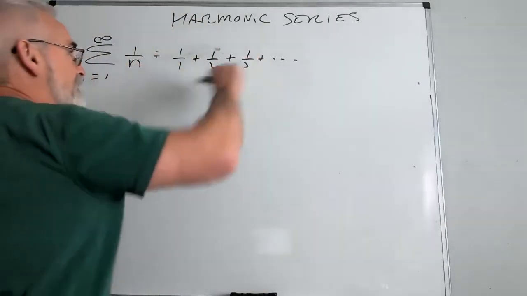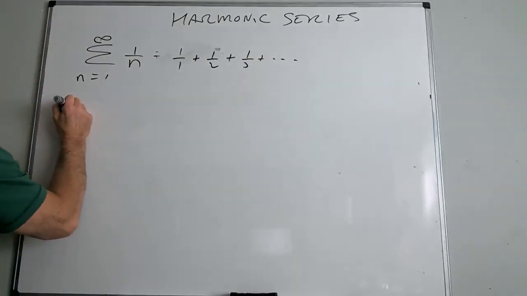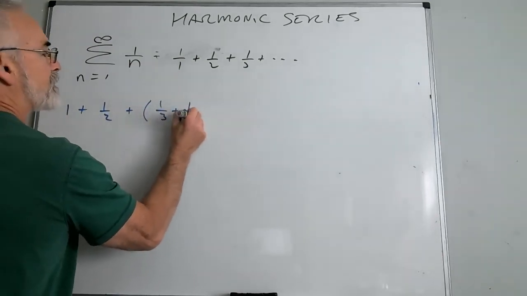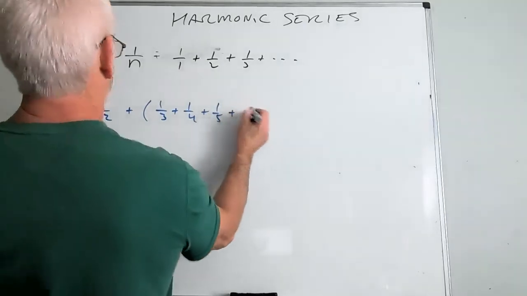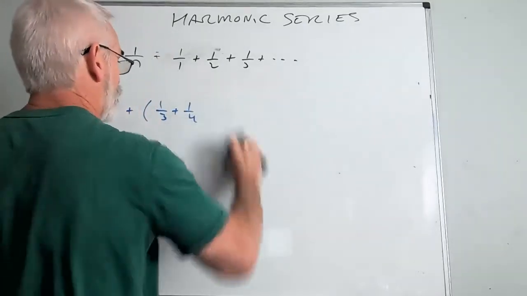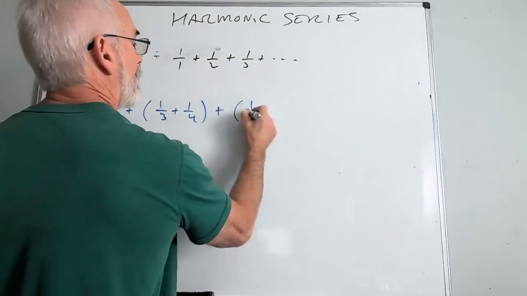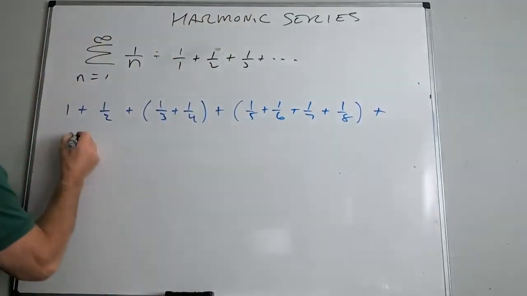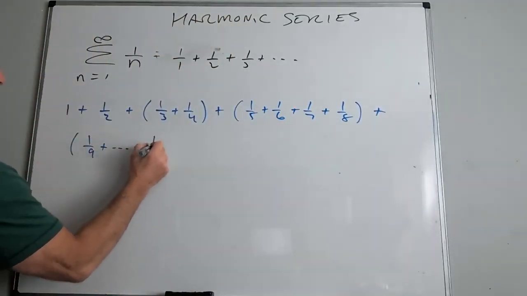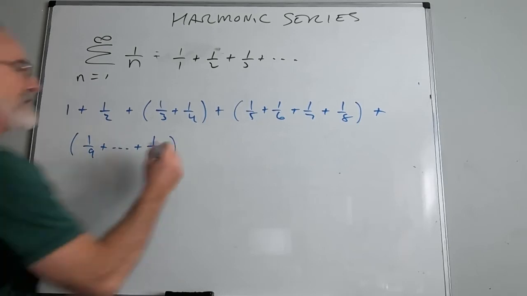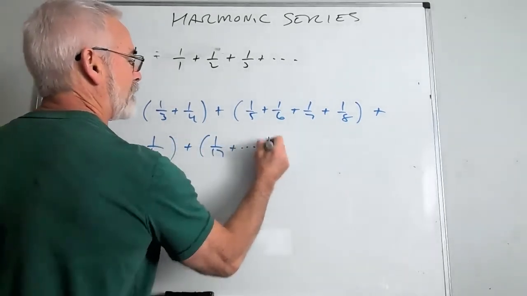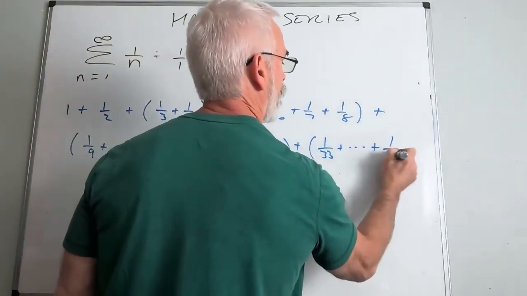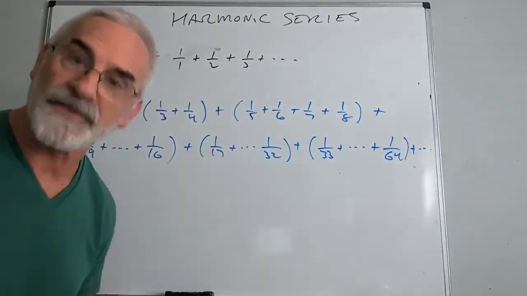Let's write this down. I'm going to group this differently. I'm going to write it like this: 1 plus a half plus a third plus a fourth plus a fifth plus a sixth plus a seventh plus an eighth plus a ninth. I'm going to cheat up to a 16th, plus a 17th up to a 32nd. I'll do one more of these, plus a 33rd all the way up to a 64th. And I'm going to do this forever and ever.